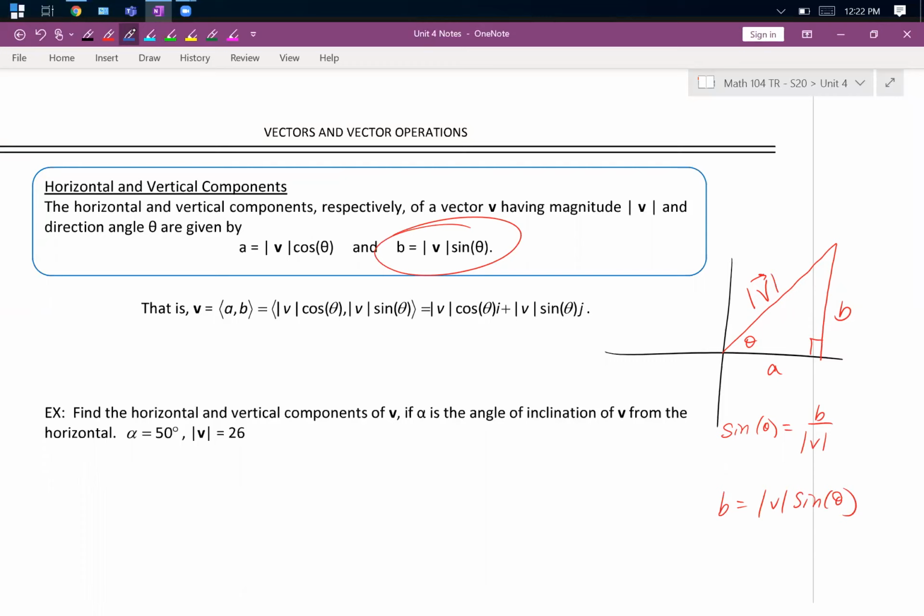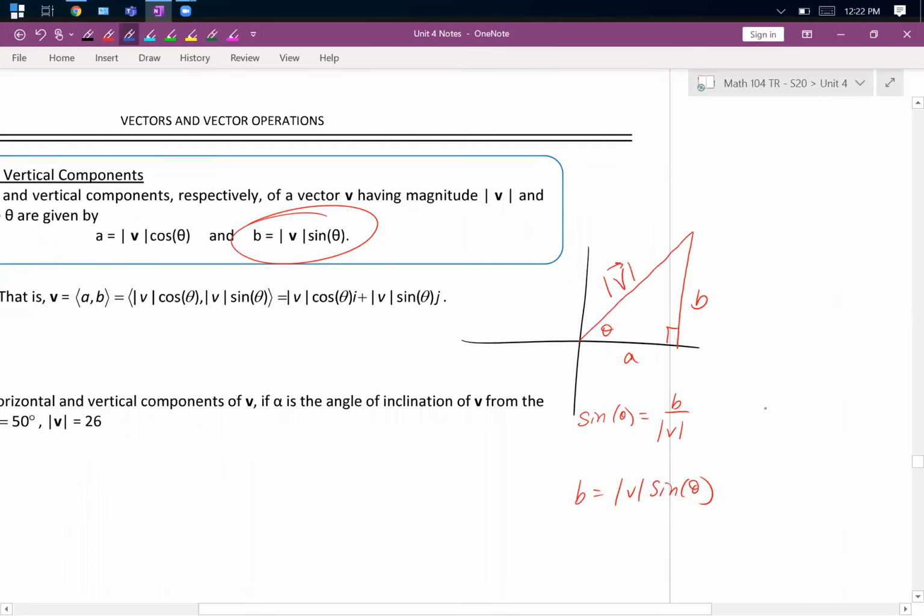And then for the other one, I'm just using cosine with SOHCAHTOA. So cosine of theta is equal to adjacent over hypotenuse. And then solving for A, I get A to be the magnitude of v times cosine of theta. So these really aren't new formulas. It's just applying a formula we already know in a slightly different way.